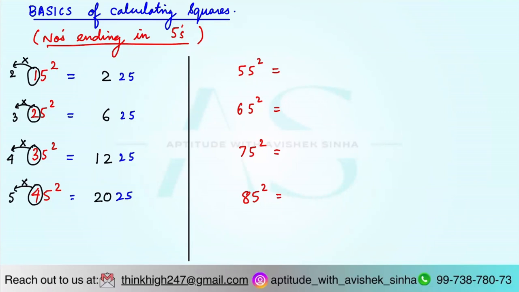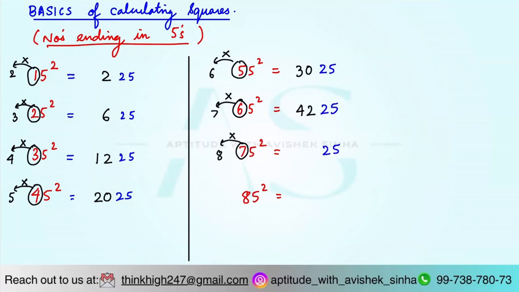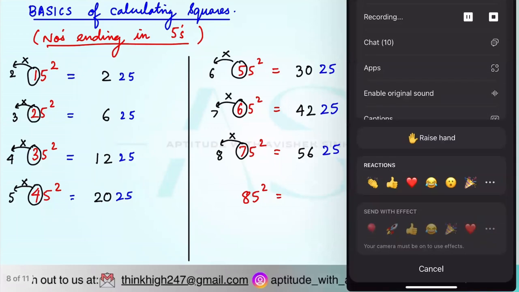What about 55? You know the last two digits are 25. Then you see here 5. 5 plus 1 is 6. 6 into 5 is 30. 3025. 65, again it is 25. Then you have 6 here. 7 into 6 is 42. Next, you have 25 here. Then this is 7 into 8. 8 sevens are 56. Please tell me what would be the answer for the last one. Please type for the last one. Quickly, everyone.